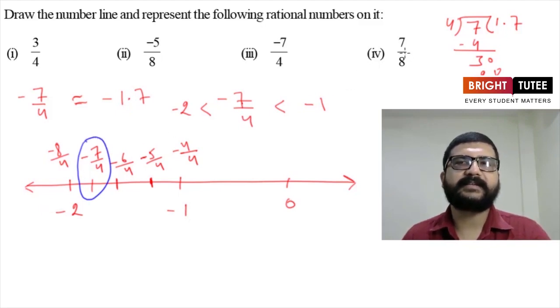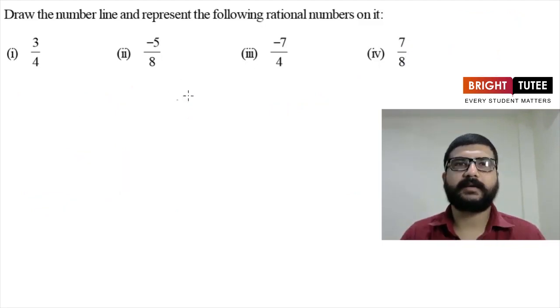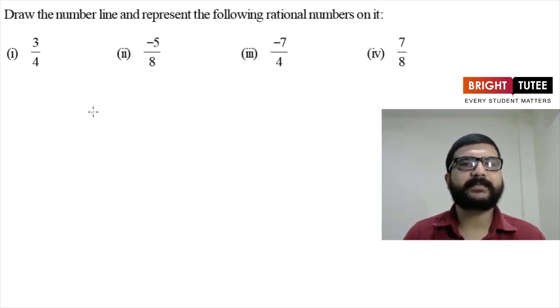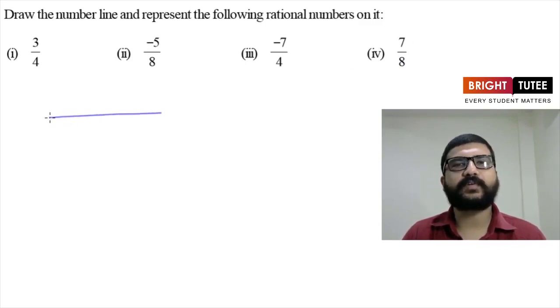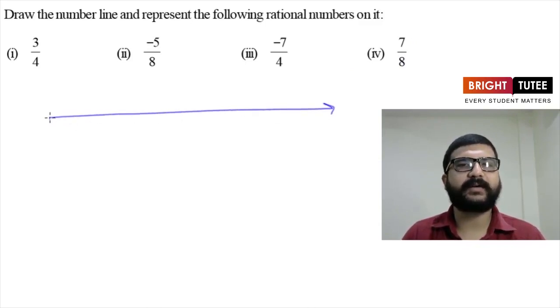Now let us see the next number, which is 7 upon 8. Now let us see how to plot 7 upon 8 on the number line. So the number here is 7 upon 8. As we can see, it is a positive number, so it will lie on the right side of the 0. Now 7 upon 8, this number is lying between 0 and 1. As we can see, it is less than 1 and it will be greater than 0 as it is a positive number. So what we have to do, we have to draw a number line first and we have to mark 0 and 1 on the number line. Let's say here we are having 0 and here it is 1.